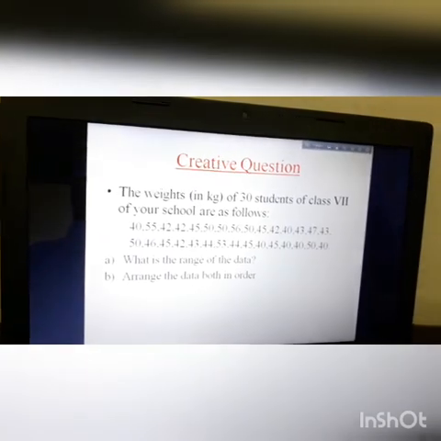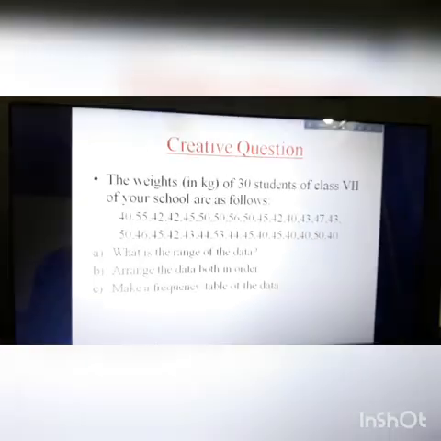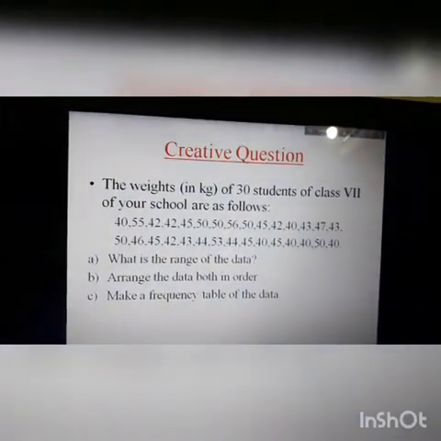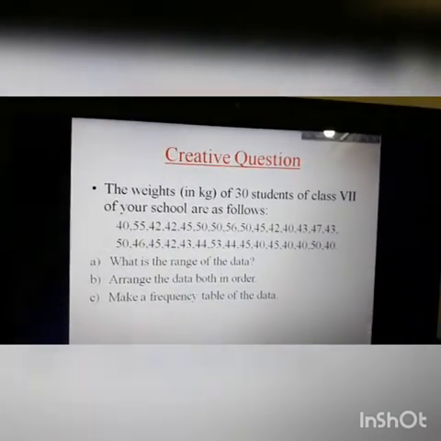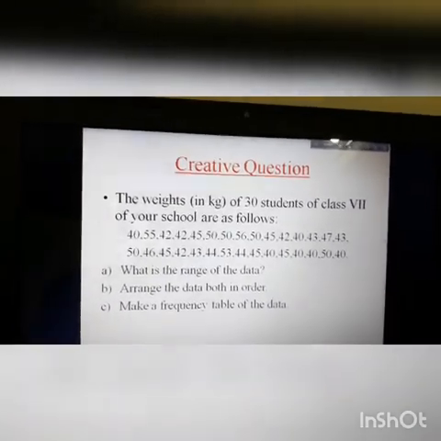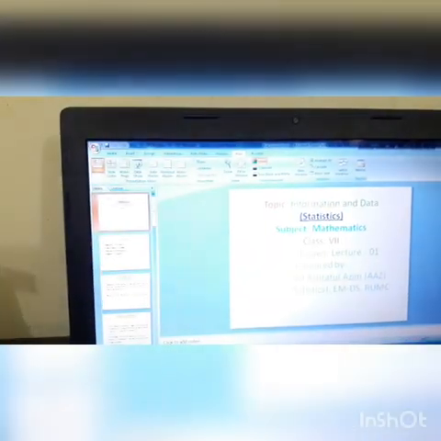Now, what is making a frequency distribution table? Here the question is to make a frequency distribution table. Making a frequency distribution table is actually your homework. I would like to say that this is your homework. How can we make a frequency distribution table? Now we're going to discuss this.